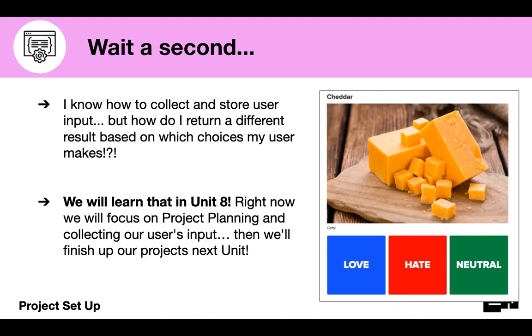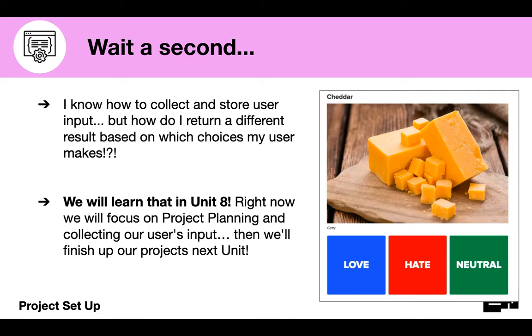All right. And here's where I think you might be thinking, hold on a second. I know how to collect and store that information, but how do I return a different result based on what choices my user makes? Because if you make the same result occur all the time, I think your user is going to pick up on it really fast if they answer that they love something and they get the same answer than if they answer that they hate something. All right, so we are going to learn how to return different results based on choices in Unit 8.